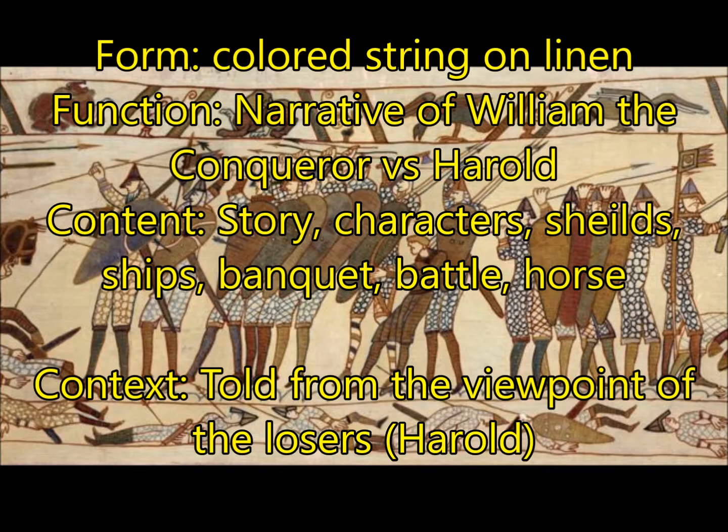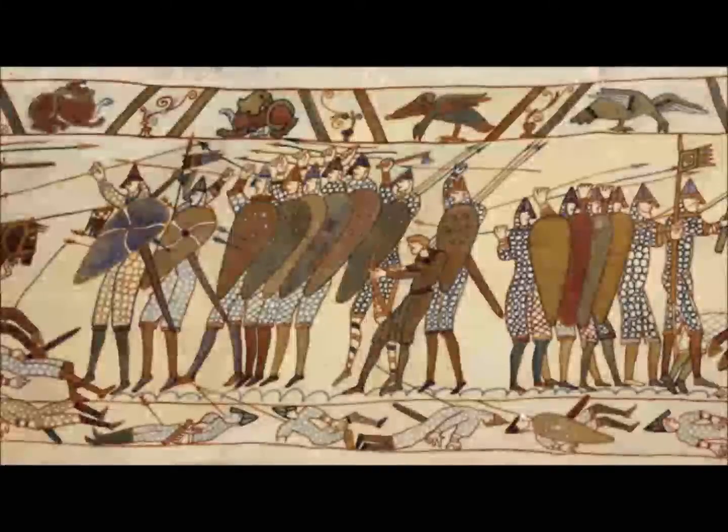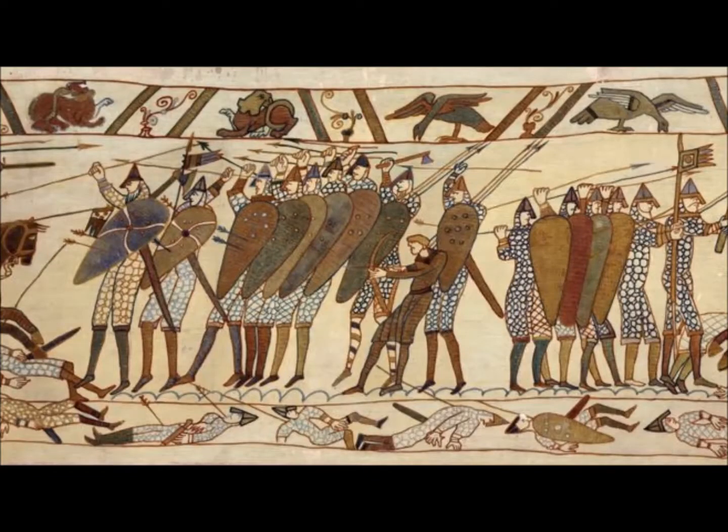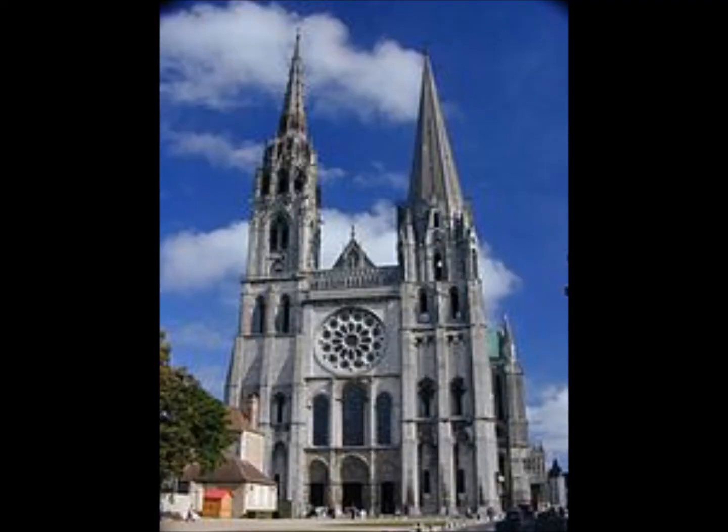You can also see the shields, the ships, the pots, the pans, the spears, the horses, the armor, all of these things in that woven string. This is on linen. Remember, it is a tapestry. But the important thing to remember is that this is being told from the opposite side of the battle. So Harold lost, but Harold's people were the ones who made the banner. Pretty cool.